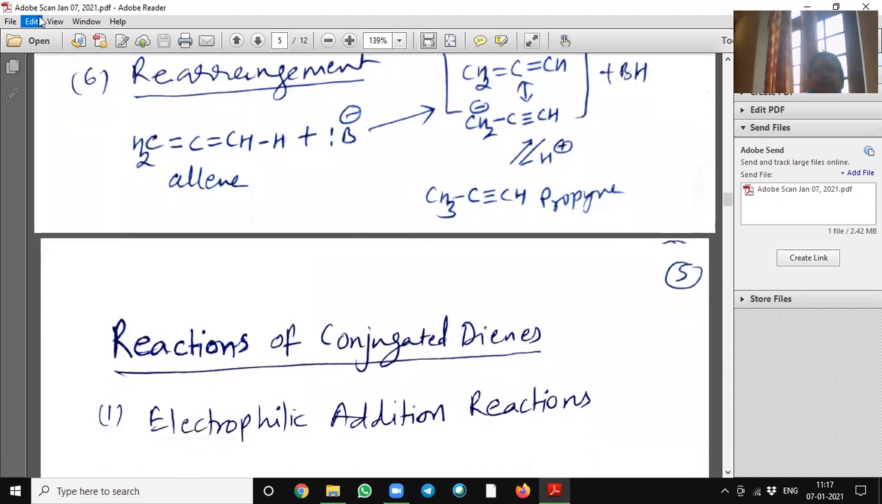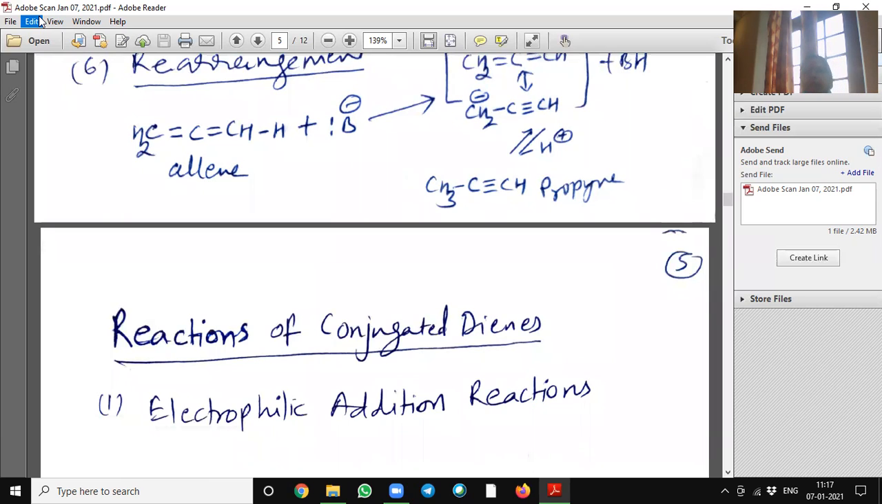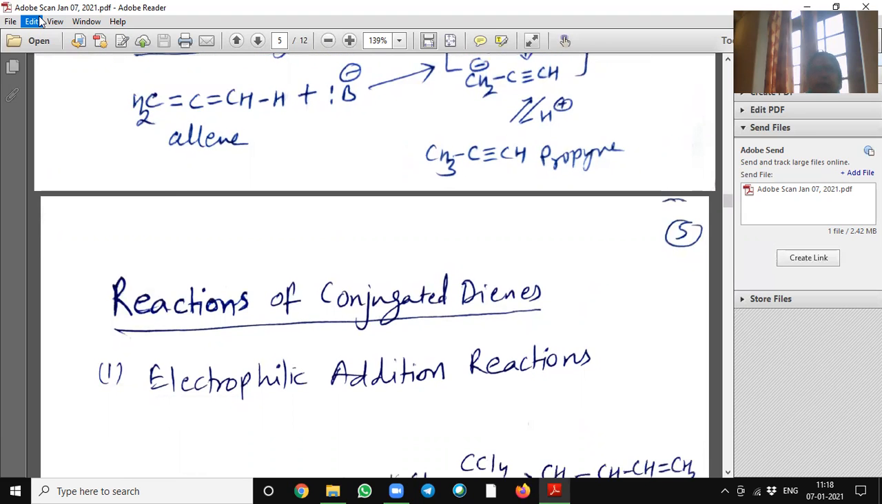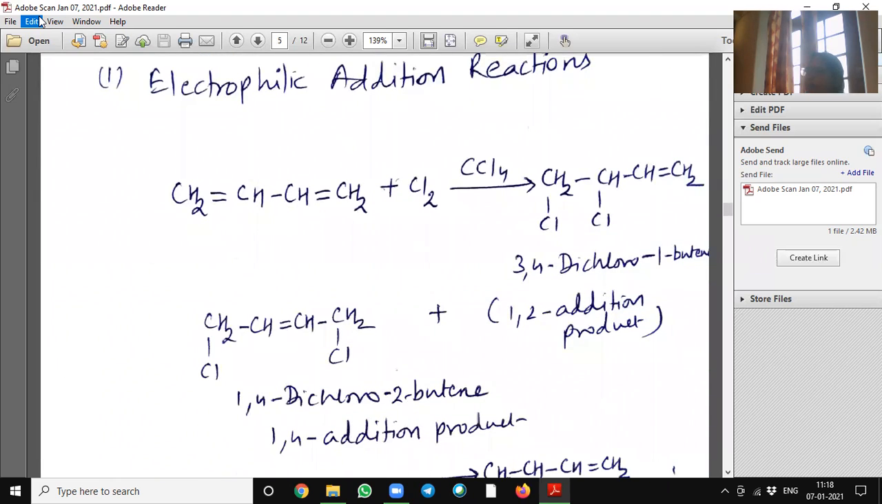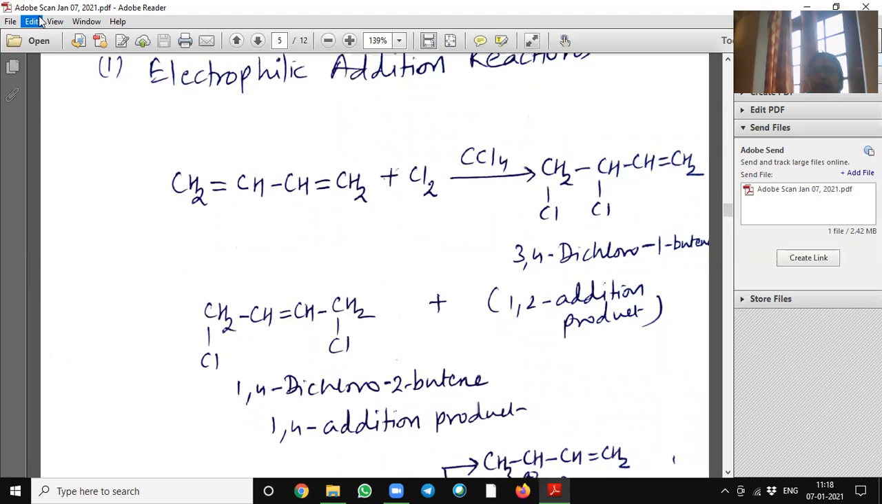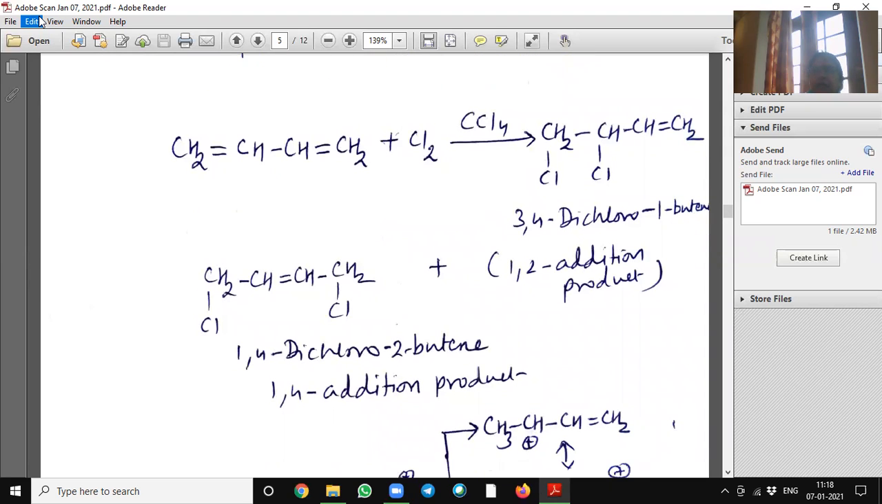Rearrangement. Allene can be rearranged in presence of strong base. It will convert it to propyne. Next, reactions of conjugated dienes. Electrophilic addition reactions. In presence of carbon tetrachloride, chlorination will first give 3,4-dichloro-1-butene, the 1,2 addition product, and the 1,4 addition product, 1,4-dichloro-2-butene.